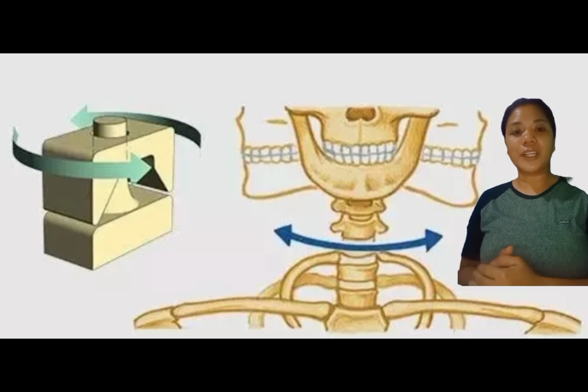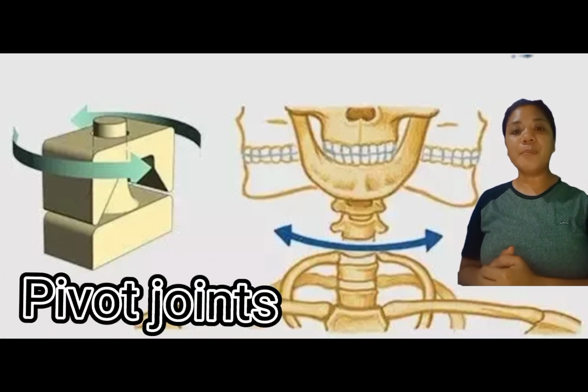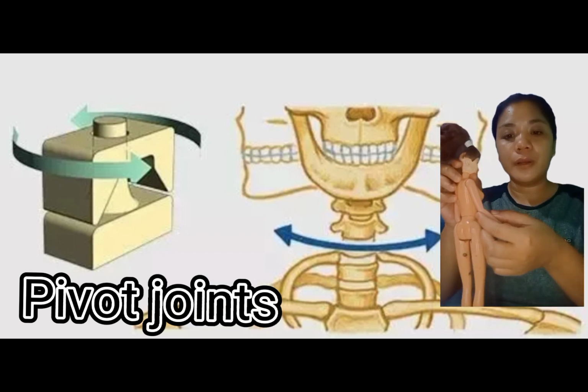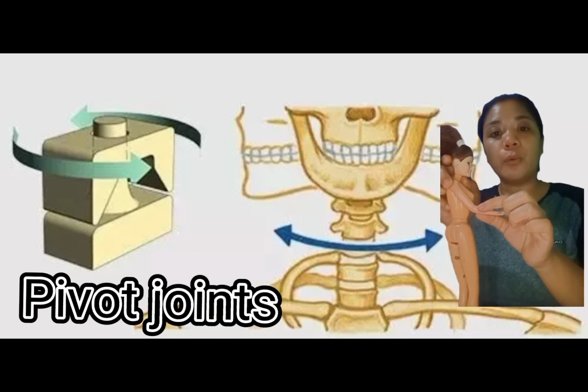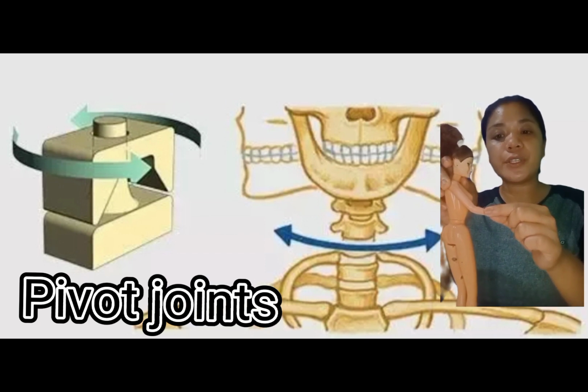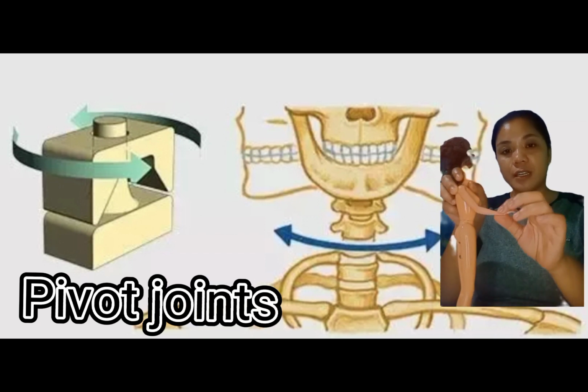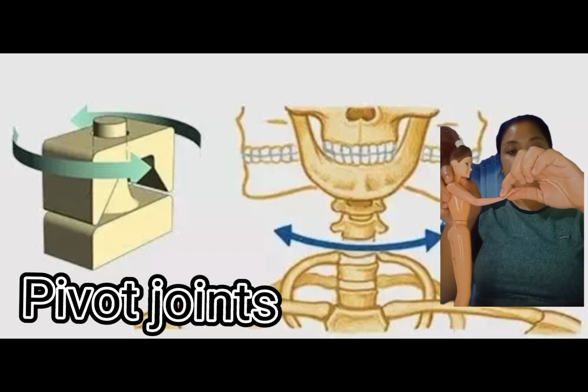Now, let's tackle the pivot joints. This is a freely movable joint that allows only rotary movement around a single axis. The moving bone rotates within a ring that is formed from a second bone and adjoining ligament. Pivot joints are located near the elbow and hold the two forearm bones, radius and ulna, together. The two bones, radius and ulna, are also connected to each other near the wrist by another pivot joint.